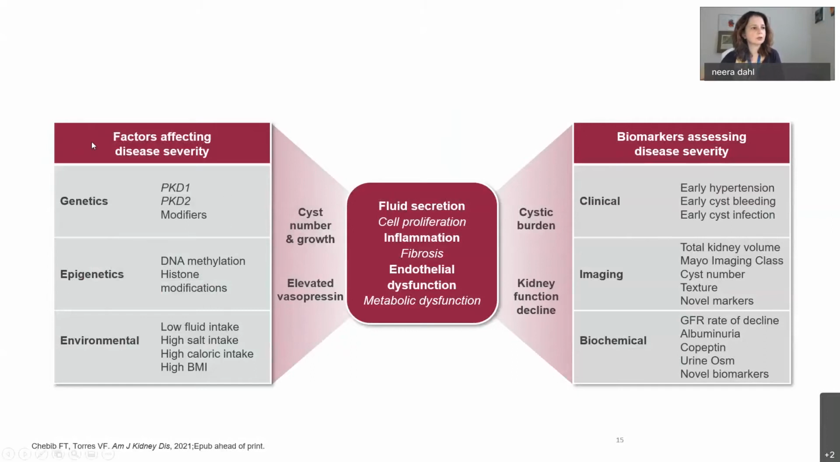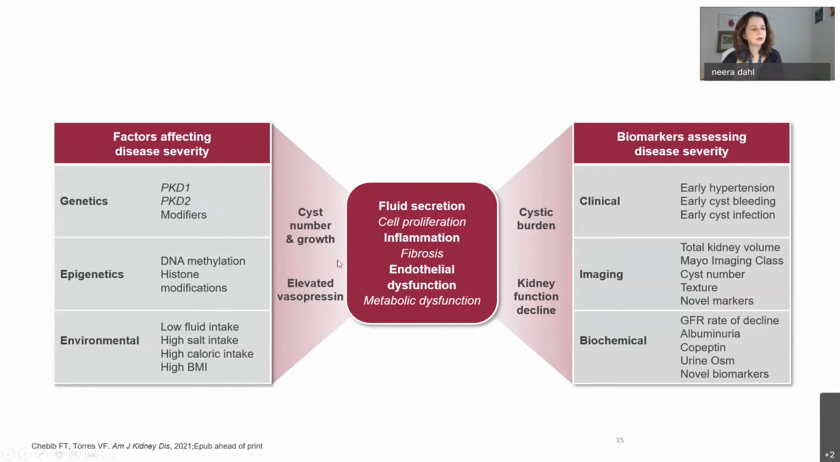So these are factors affecting disease severity. And we'll talk more about the differences between the PKD1 and PKD2 mutations. There can be some epigenetic phenomenon. We know that environmental factors are important. So we counsel patients to have good fluid intake, to have low salt intake, and to try and maintain appropriate caloric intake and BMI, because all of these can be associated with an increased risk of progression.